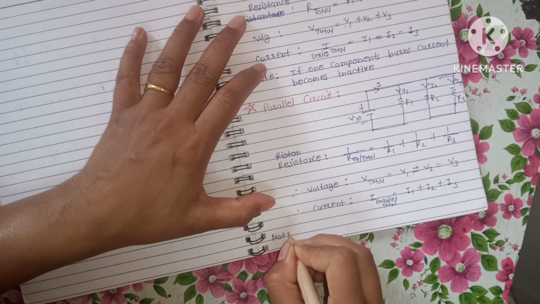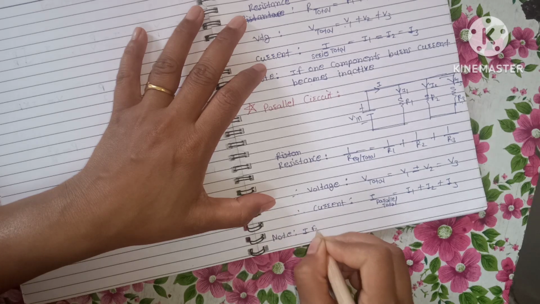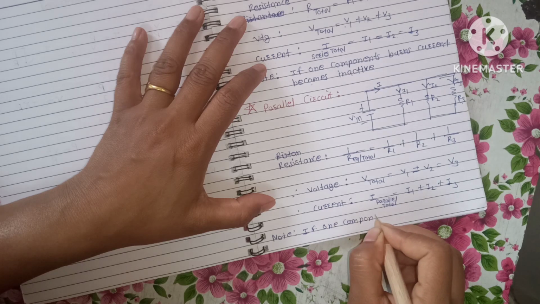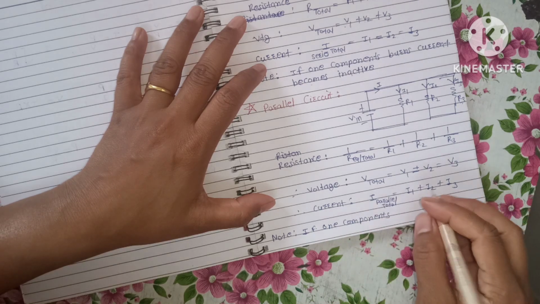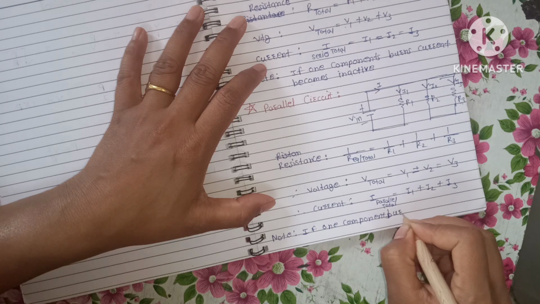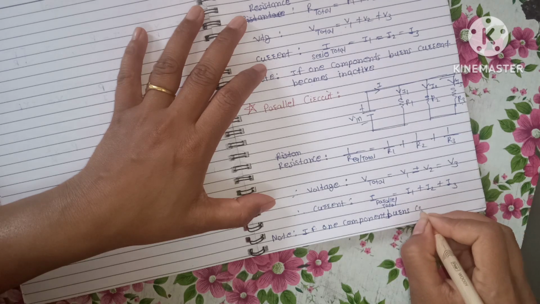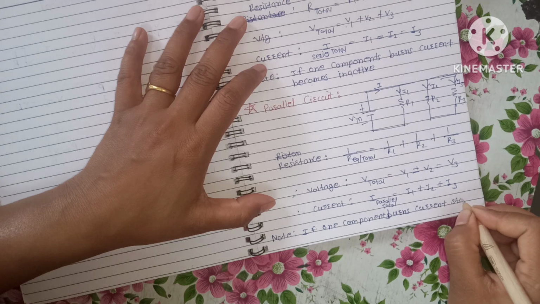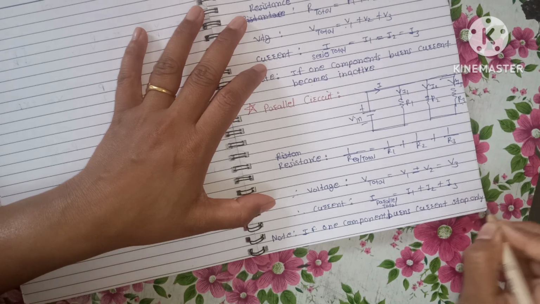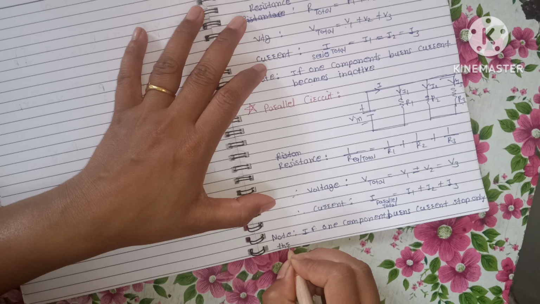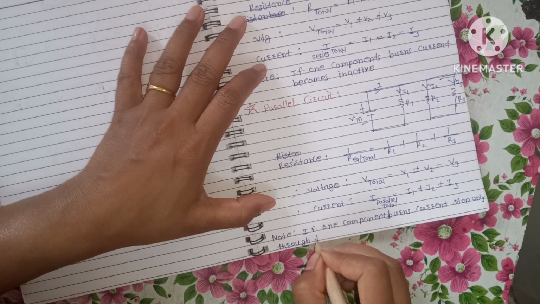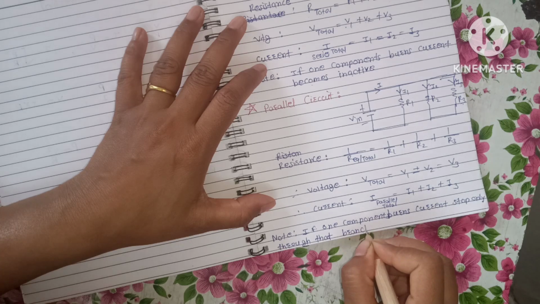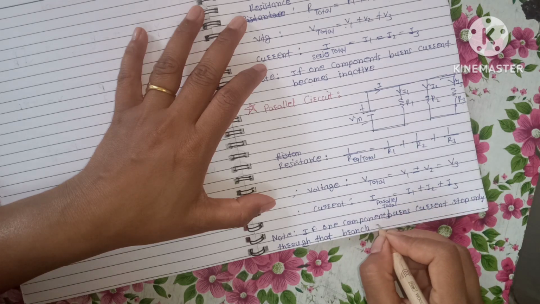Note, if one component burns, current stops only through that branch, and the rest of the circuit works fine.